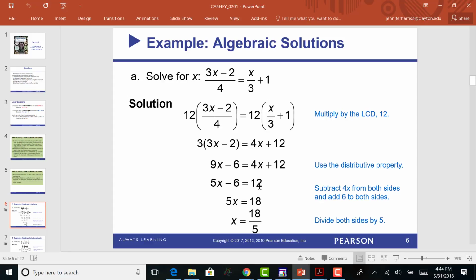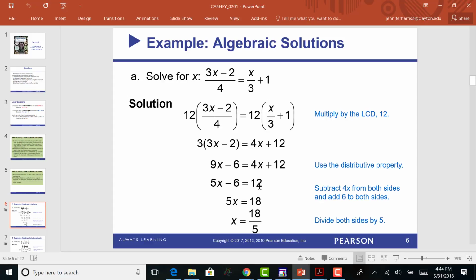So I noticed that if I subtract 4x from both sides, ooh, this number stayed positive. However, had I subtracted 9x from both sides, it would have made this a negative over here. And I'm trying to eliminate places where I might make a mistake. But it wouldn't have mattered if you'd done it. It would have still given you the same answer.